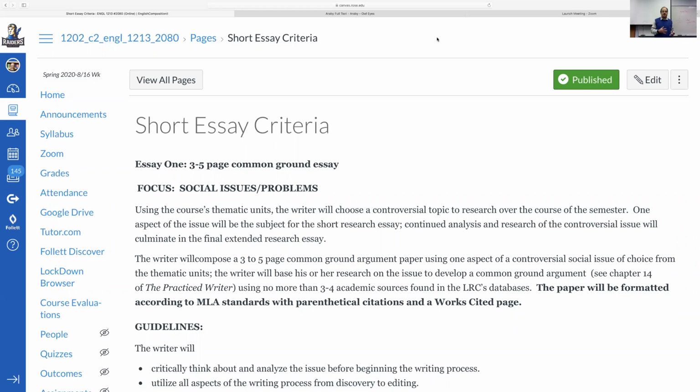So we're coming to the end of January, which means over the course of the next month, you're going to be working on this. So the assignment is a 3 to 5 page common ground essay.